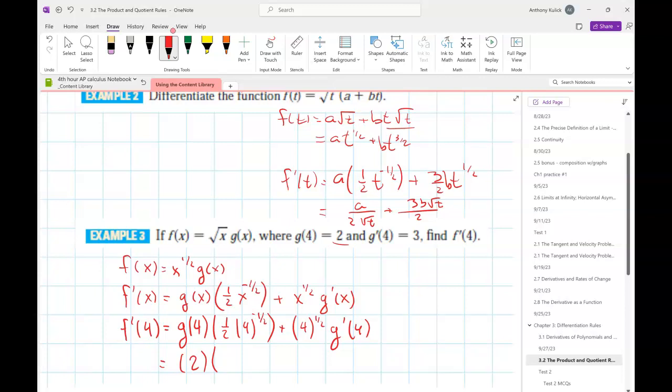1/2 times 4 to the negative 1/2 is 1/4. Right? 4 to the negative 1/2 is 1 over the square root of 4. So 1/2, and then 1/2 times 1/2 is 1/4. 4 to the 1/2 is? 2. G prime of 4 is? 3. So when I multiply those together, I get 6.5.